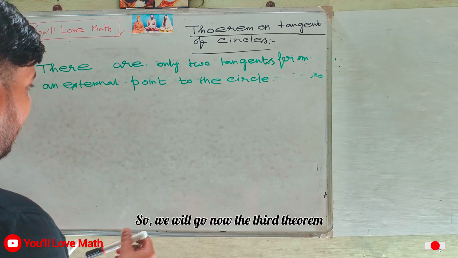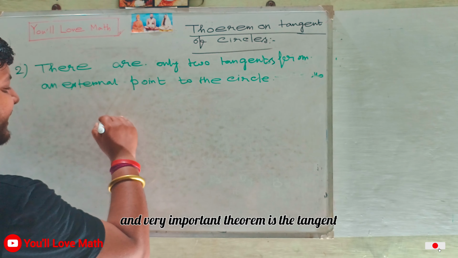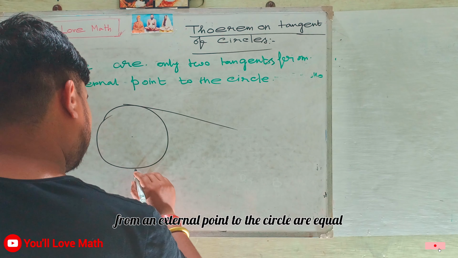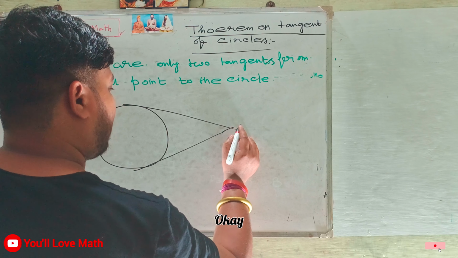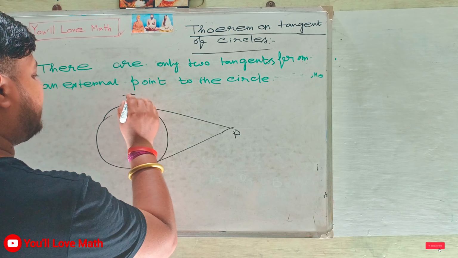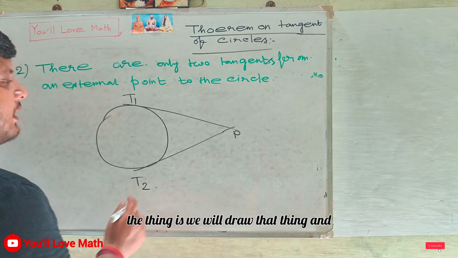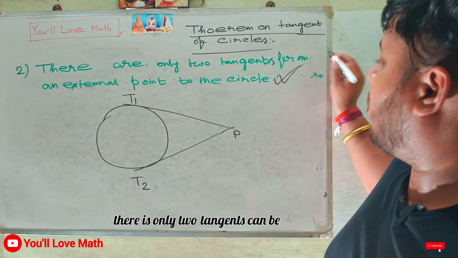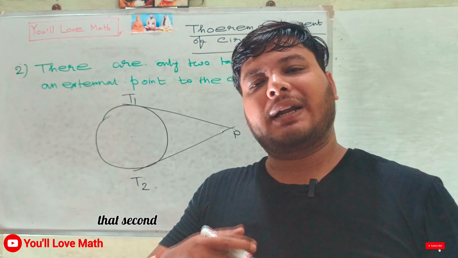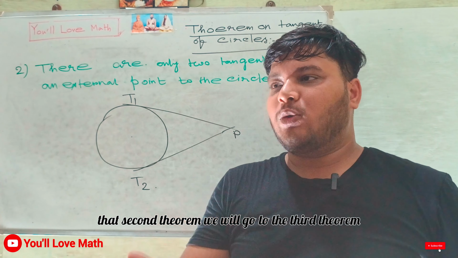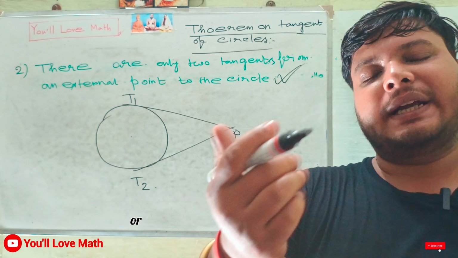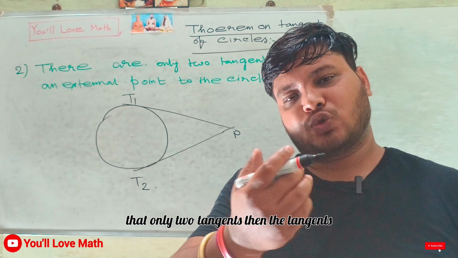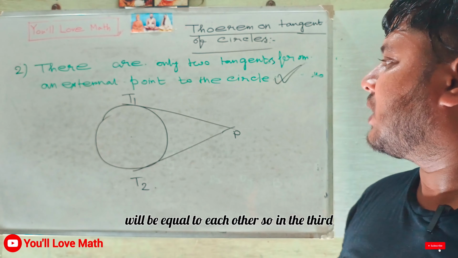So we will go now to the third theorem, a very important theorem: the tangents from an external point to the circle are equal. Okay, so we will draw the figure, and from the previous theorem, only two tangents can be drawn. From that second theorem, we go to the third theorem: if we draw those two tangents, then the tangents will be equal to each other.